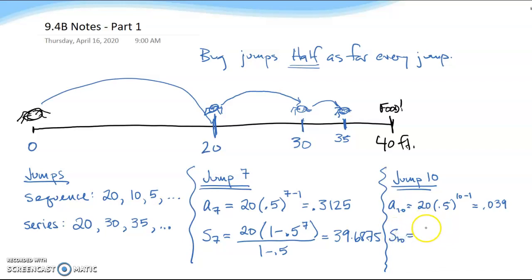What's the sum of those 10 jumps? Well, 20 times 1 minus 0.5 to the 10th, all over 1 minus 0.5. And now he's jumped 10 straight times. How far has he gotten? 39.961. So this poor bug, he's been jumping for 10 straight jumps, and he's not quite at the food. He needs to get exactly to 40 to reach the food.